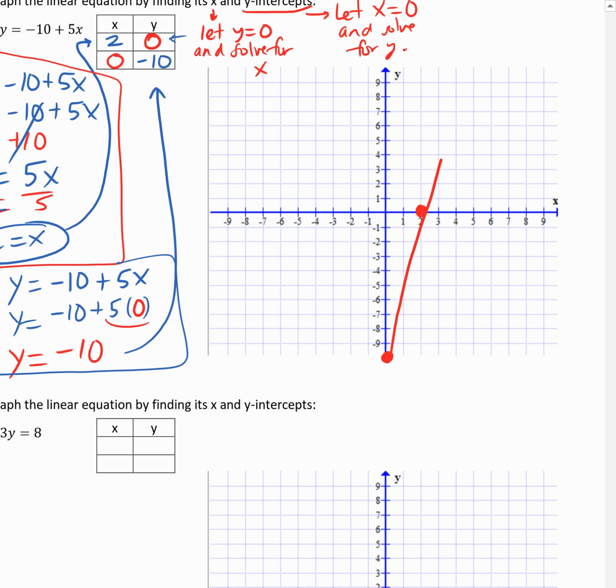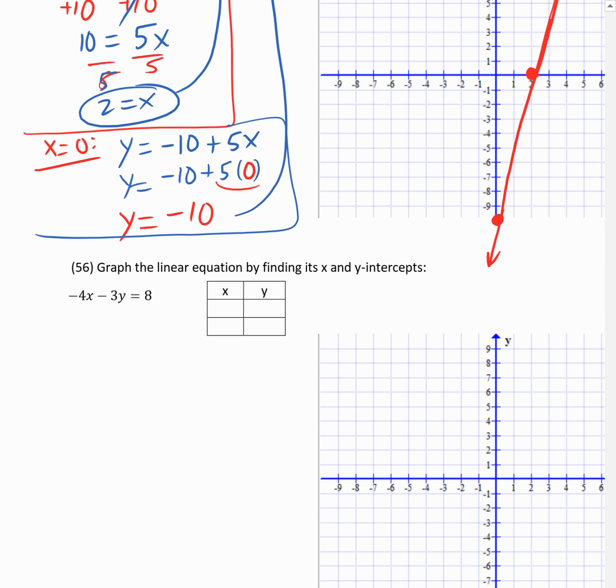Just connect them, and notice my line isn't even straight. Don't worry about that. Just do your best. It's not an art class, so don't worry too much.